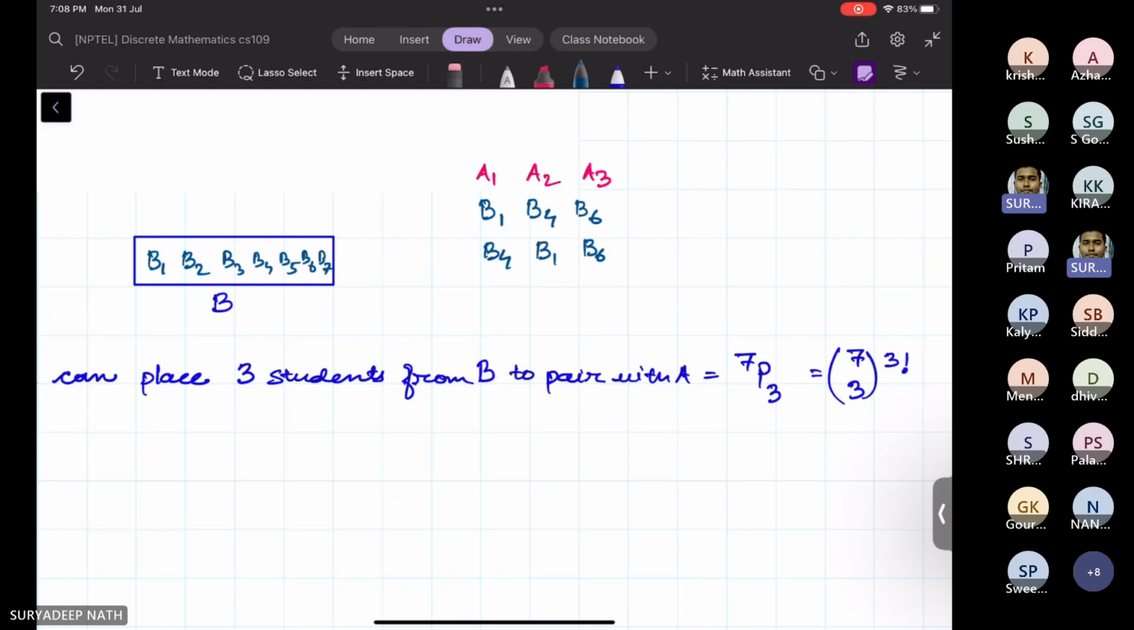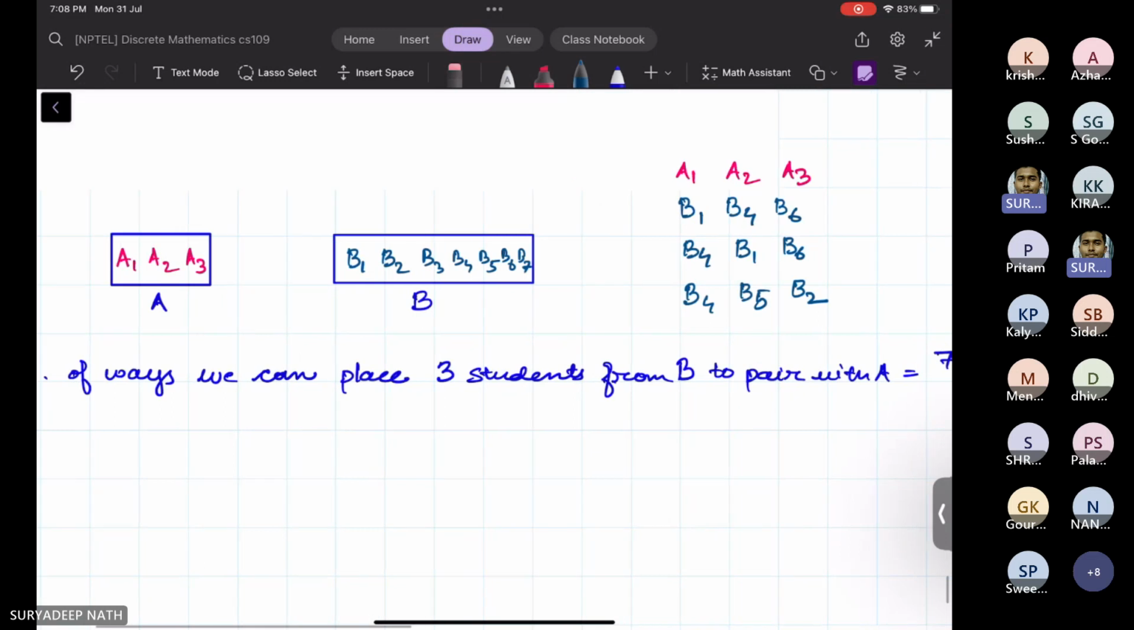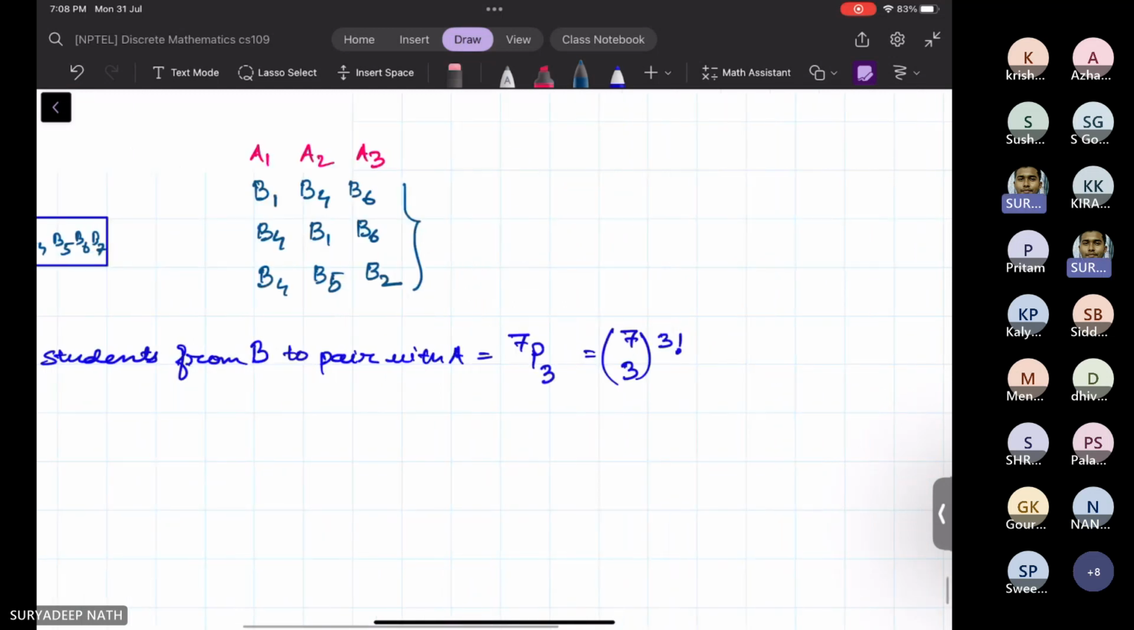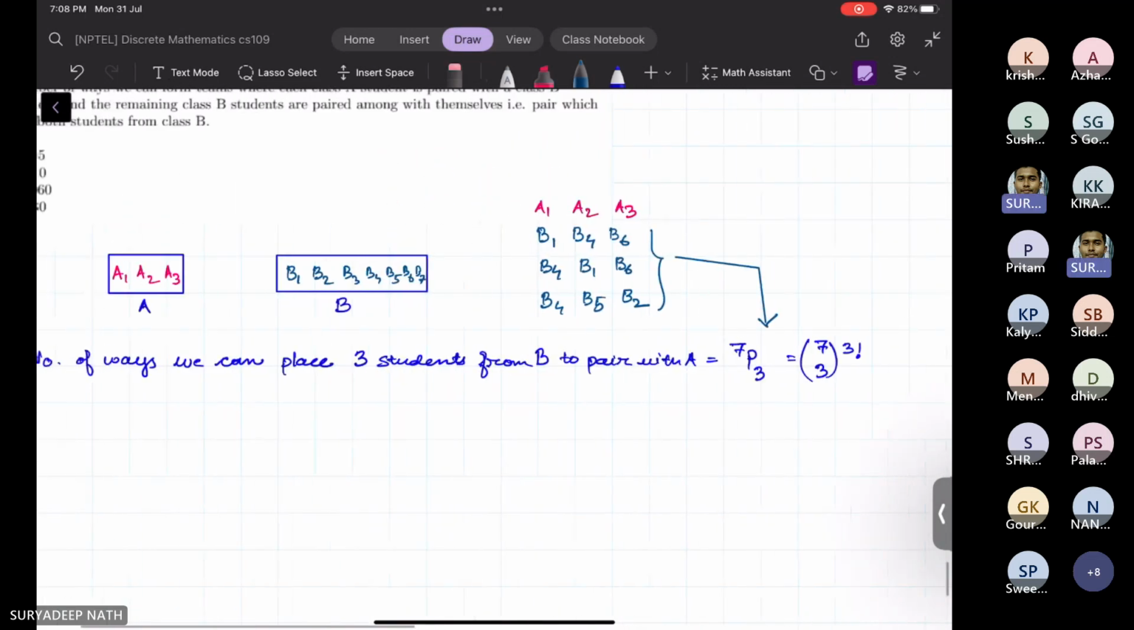There could be other pairings as well, like B4, B5, B2. So this is the number of ways we can place three students from B to pair with A, given by this expression. Now that we have paired three students of B with three students of A, we are left with four students of B.